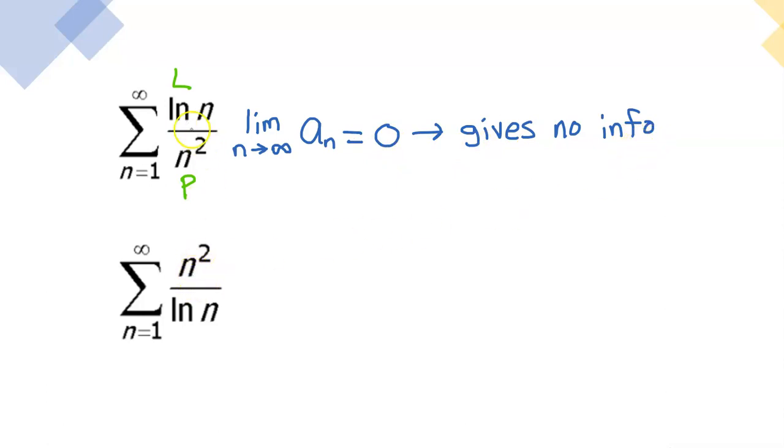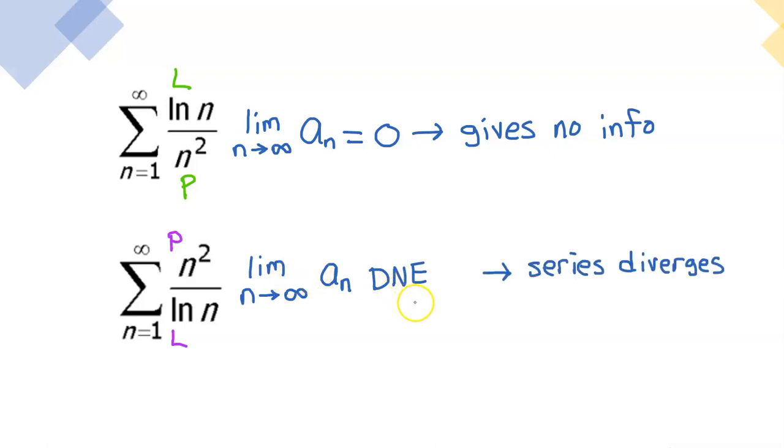The next example is the same problem, but flipped upside down. So this time we have a polynomial over a logarithm. And according to FEPPEL, polynomials grow faster than logarithms as n approaches infinity. So since the numerator is getting bigger and bigger compared to the denominator, the overall value of the fraction just keeps growing bigger and bigger and bigger forever. So the limit approaches infinity, or I like to say the limit does not exist. And based on this, we can conclude that the series definitely diverges.